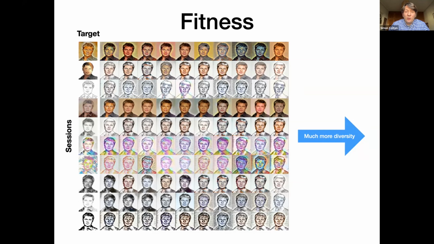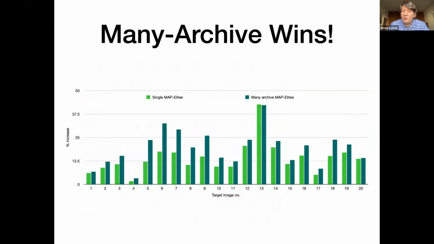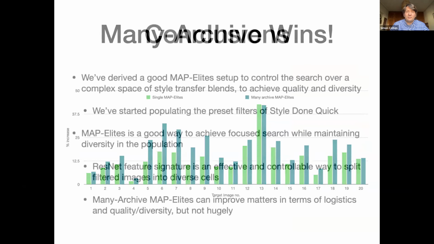The other key finding was that the many archive approach wins. It's not spectacularly better, but ultimately it's better to run one many archive search than multiple single archive searches, because it's just a hassle to run all of those searches. And you do get an improvement. All of the dark green boxes there are above the light green boxes, so that shows an improvement, with one exception, which is very close anyway. So it is definitely worth doing this multi-archive approach to Mappily, which may well work in other domains, of course.